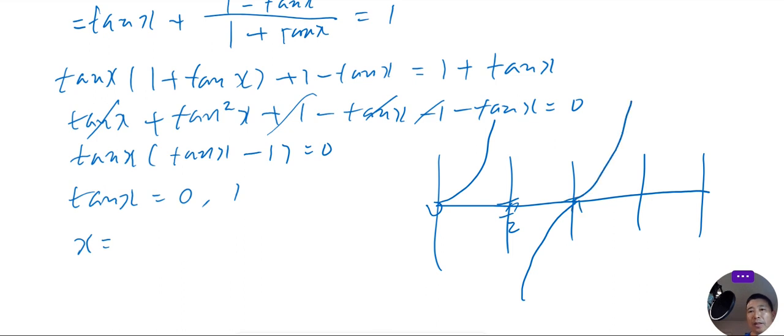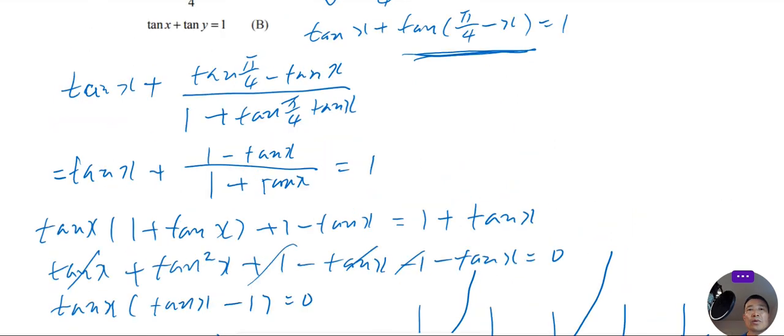That's pi. It goes like this, and 2 pi. So I'm showing this particular solution. Say the domain is, in my case, between 0 and pi over 2. Then x must be, when is it 0? When x is 0, tangent x is 0. When is tangent x 1? When x is pi over 4.